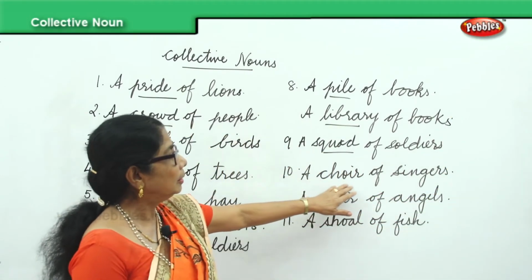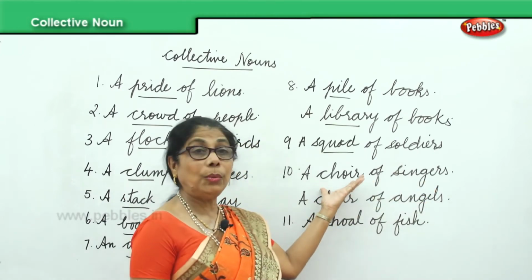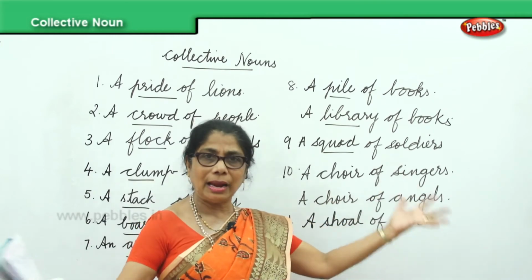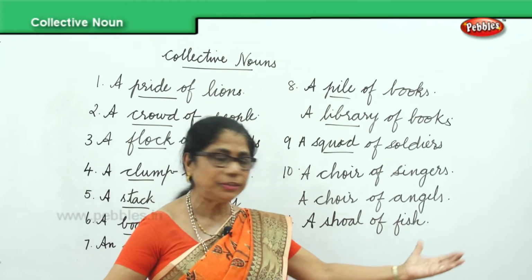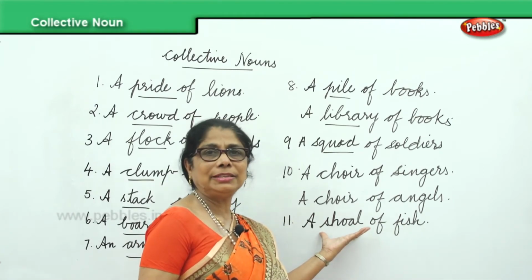Then when you have a big number of singers, you will say there was a choir of singers. Even for angels, when there's a large gathering, you'll say choir of angels. For a large number of fish, you'll say shoal of fish. He caught a shoal of fish last evening in the net.